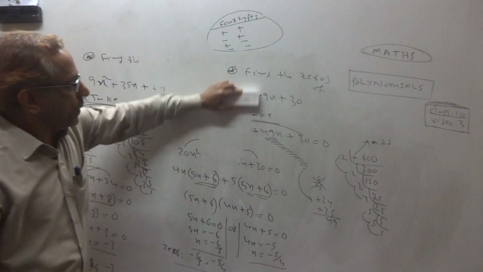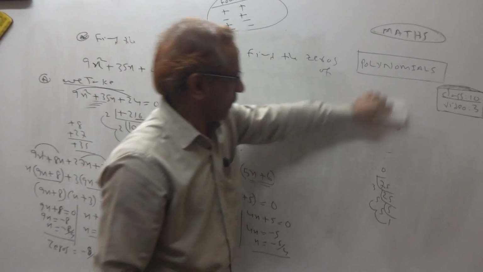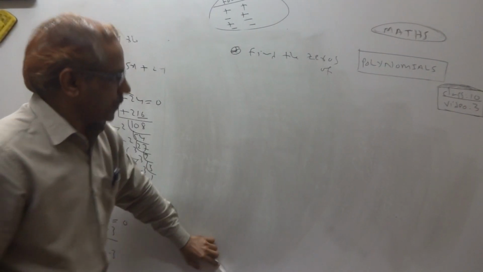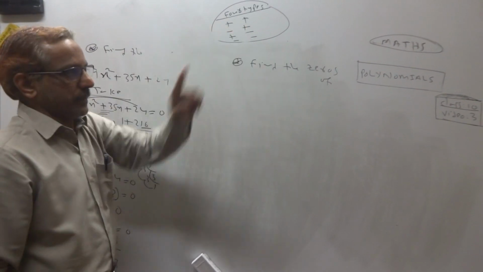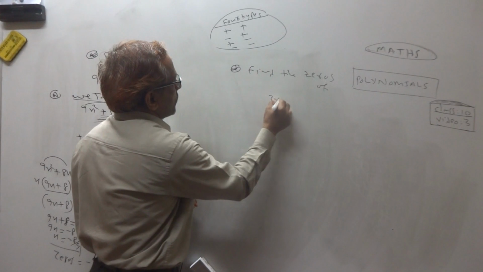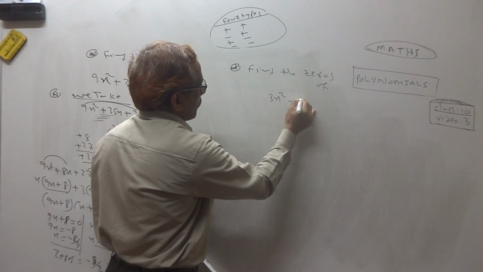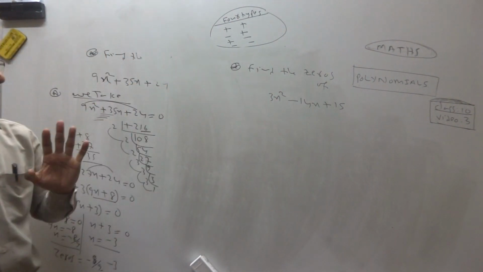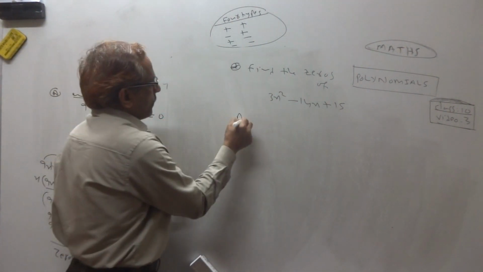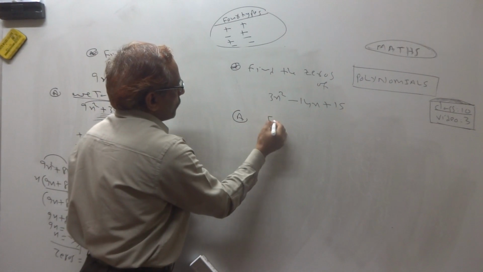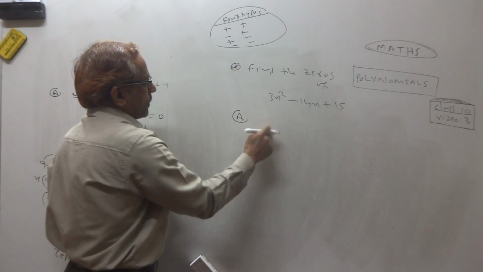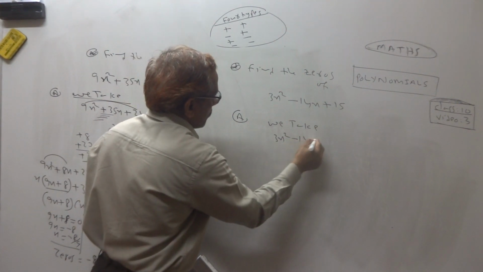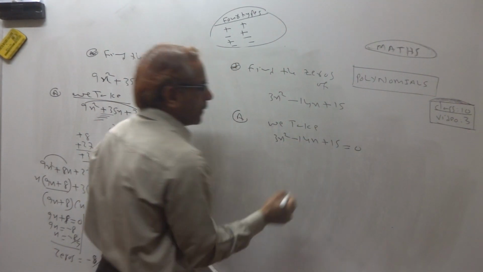Now we do the second type also. So in total there are 4 types of questions. So what is the second type? Minus plus. Let's see. Find the zeros. Only the sign is different. The method will be the same. So first what we do, first we take this equal to 0.